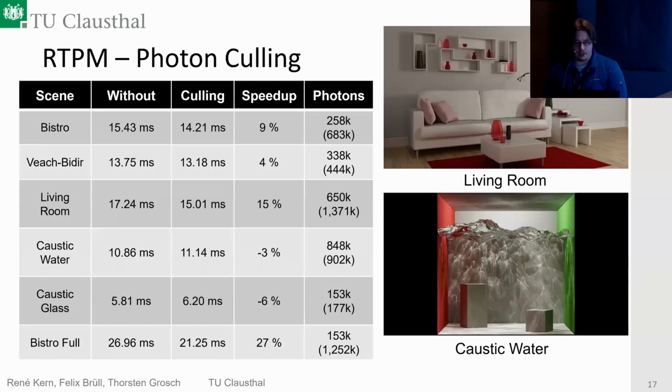For smaller scenes, like this caustic water scene where we actually see most of the scene, culling is of course a bit less effective, so it's slower because we have this additional overhead of creating the hash map. So to summarize, photon culling should be used every time we have a bigger scene.